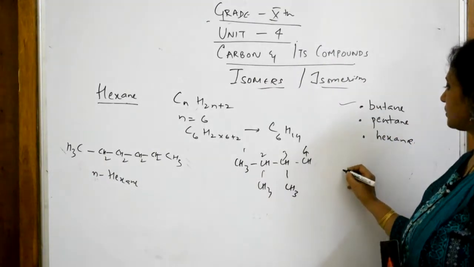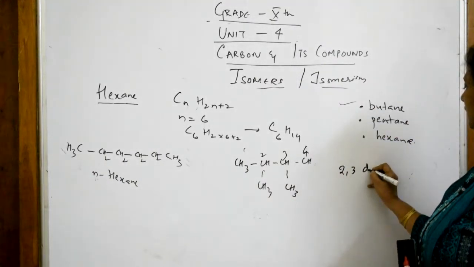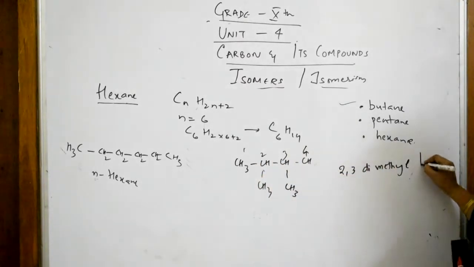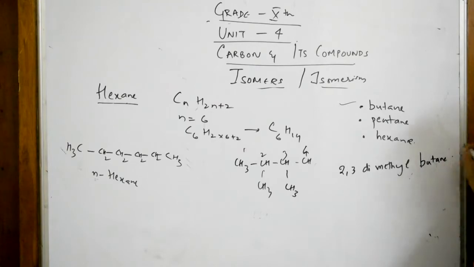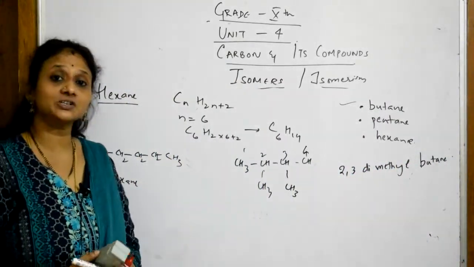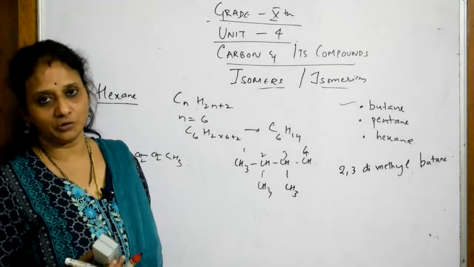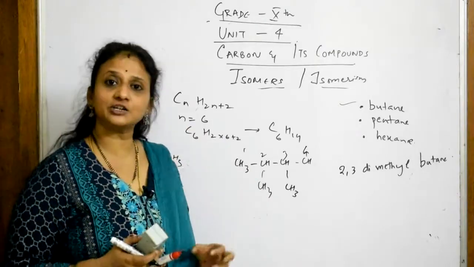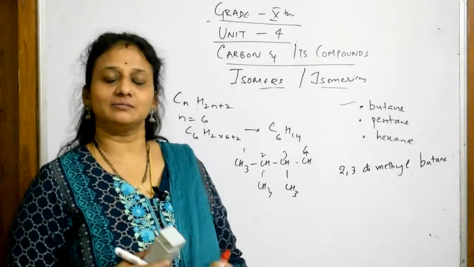Now the name of this compound is 2,3-dimethyl. How many carbon atoms? 4. 2,3-dimethylbutane. Now you are able to see this is how we are going to write the isomers or the structural isomers of the compounds. Understand the concept. This is this, and this is the concept.